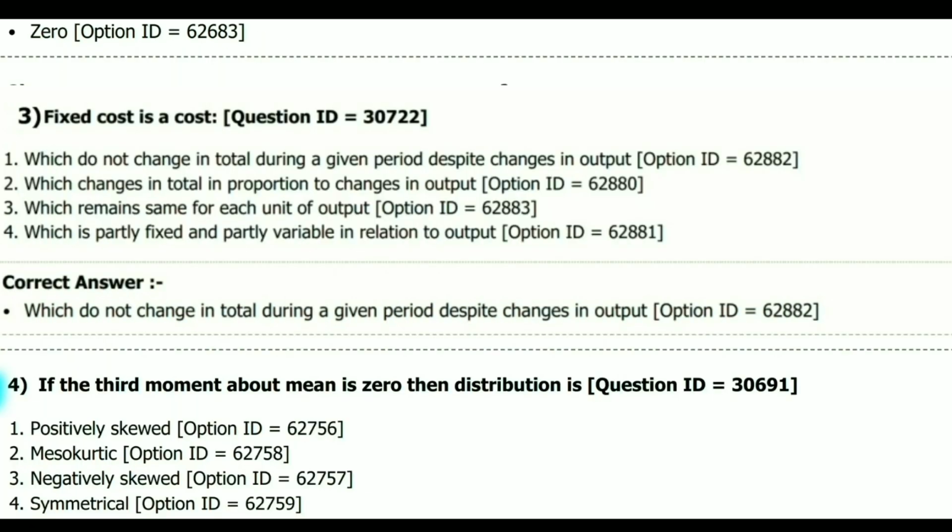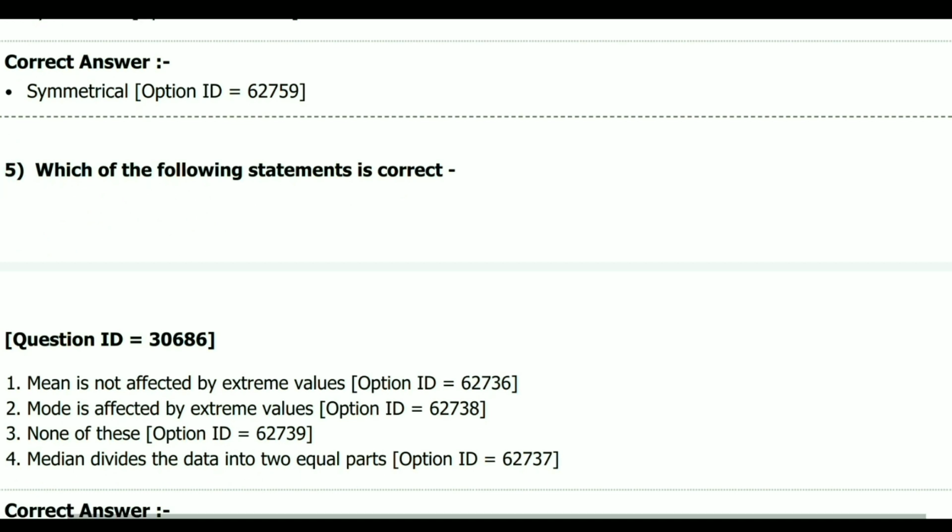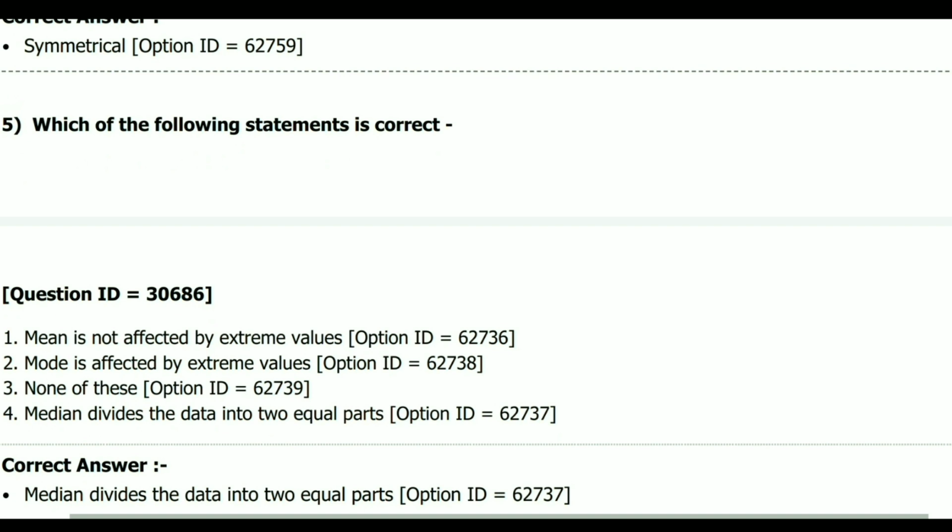Next question, if the third moment about mean is 0, then the distribution is, options: positively skewed, mesokurtic, negatively skewed, symmetrical. The answer is symmetrical. The next question is, which of the following statements is correct? Options: mean is not affected by extreme values, mode is affected by extreme values, none of these, median divides the data into two equal parts. The answer is median divides data into two equal parts.